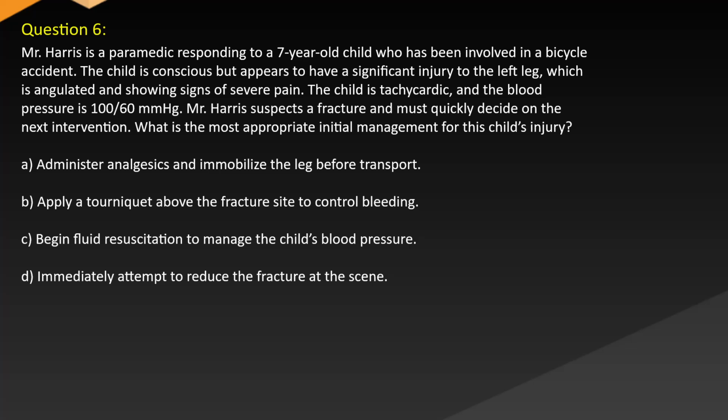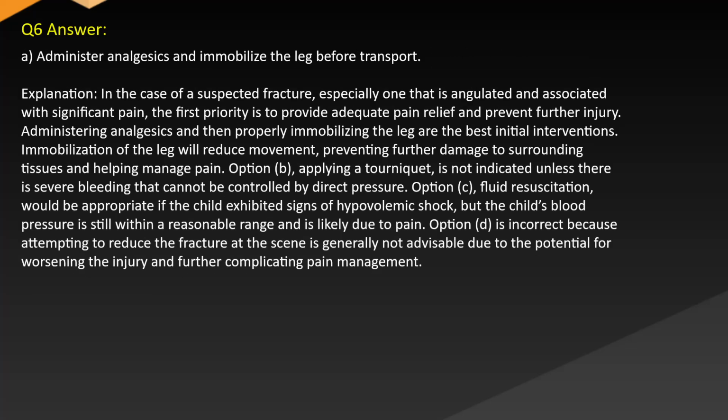The child is tachycardic and the blood pressure is 106 mmHg. Mr. Harris suspects a fracture and must quickly decide on the next intervention. What is the most appropriate management for this child's injury? A. Administer analgesics and immobilize the leg before transport. B. Apply tourniquet above the fracture site to control bleeding. C. Begin fluid resuscitation to manage the child's blood pressure. D. Immediately attempt to reduce the fracture at the scene. Answer A. Administer analgesics and immobilize the leg before transport.